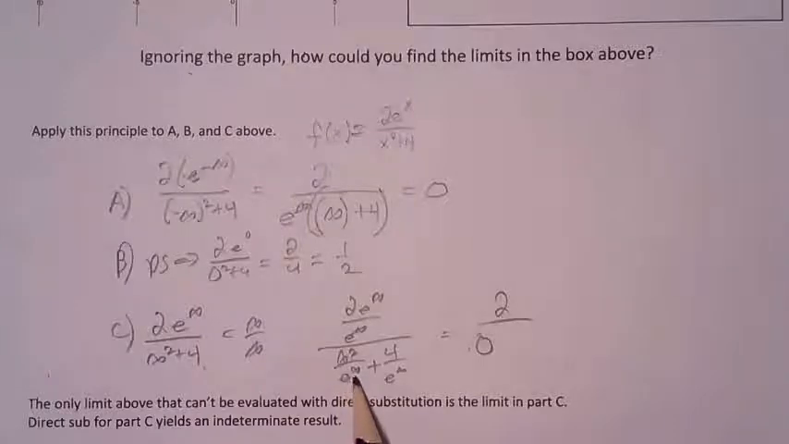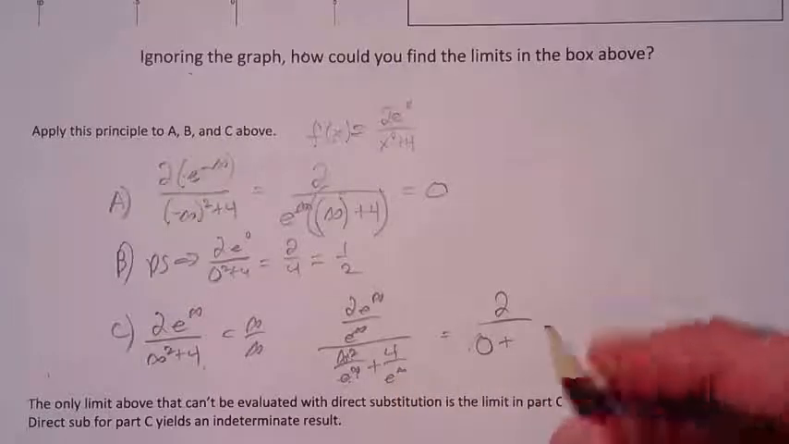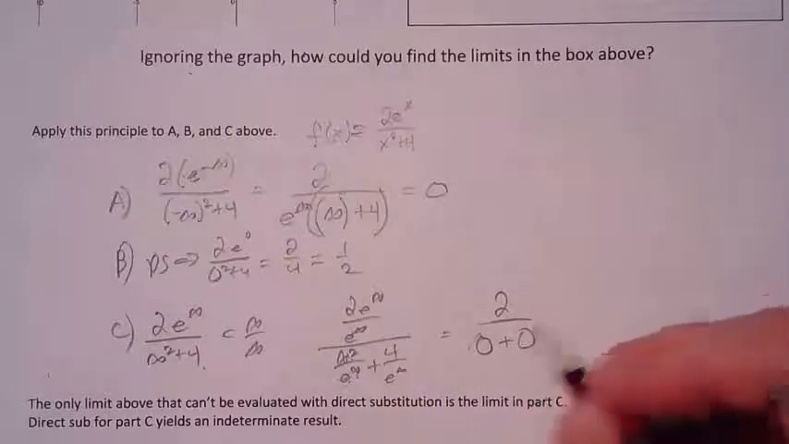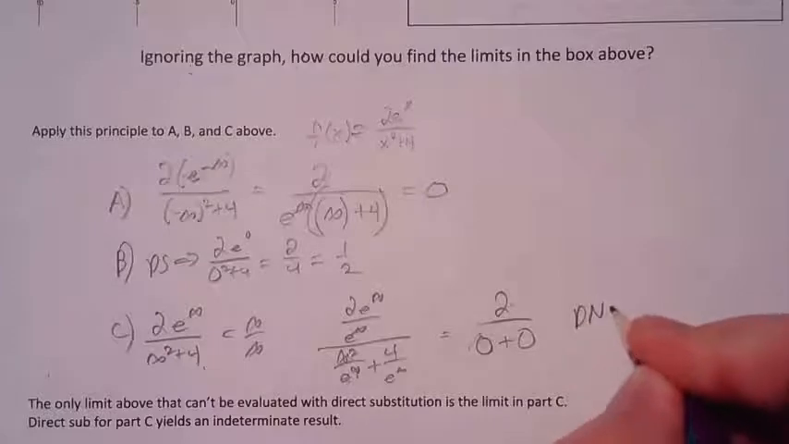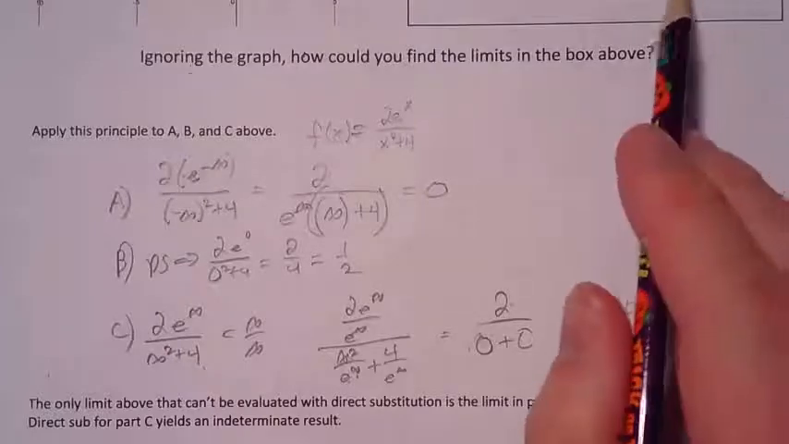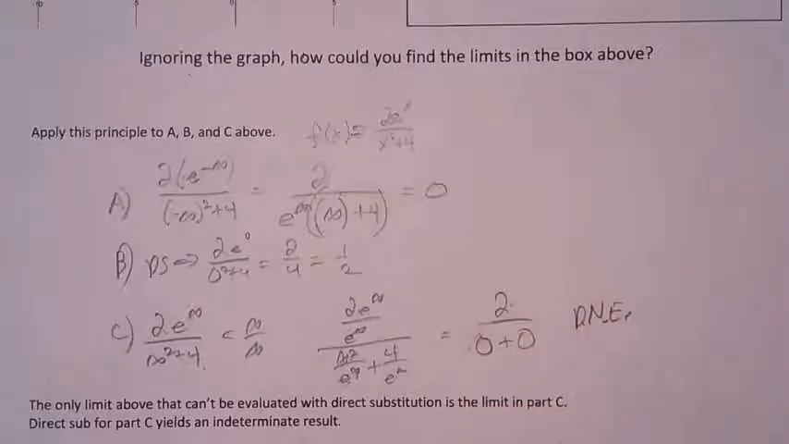So as the x values got larger, the bottom would become much larger than the top. 4 over e to the infinity would be 0 as well. You get 2 divided by 0. That result does not exist, which is what we found off the graph as well.